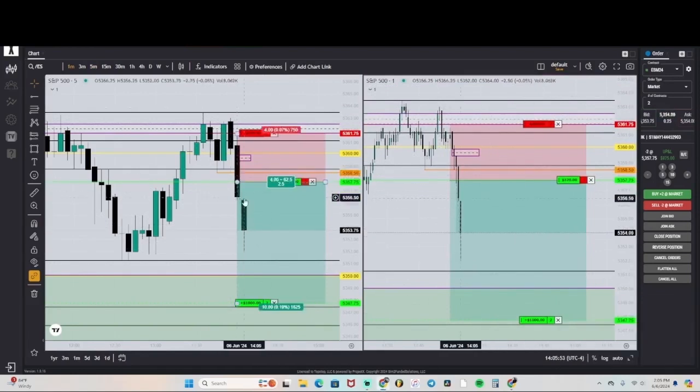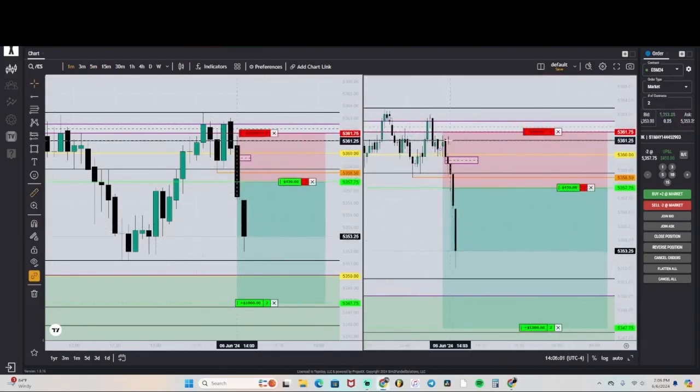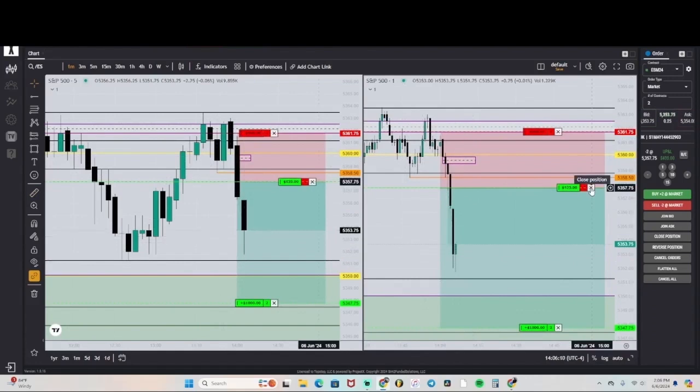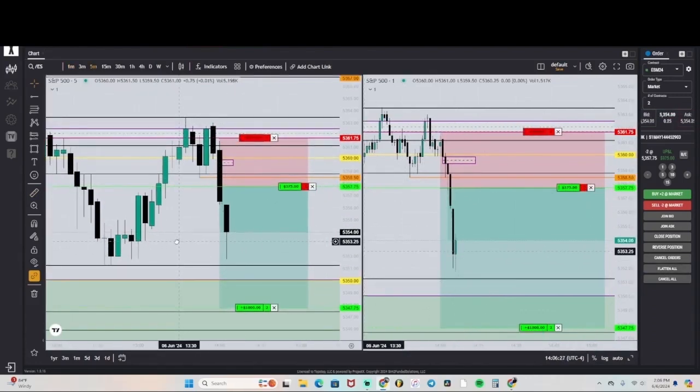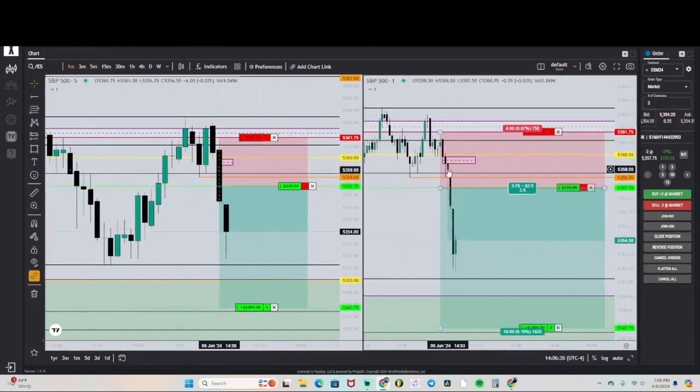And I'm aiming for that low and the top of that 4 hour imbalance, which is that green box down below that I was telling you about earlier. So that green area.